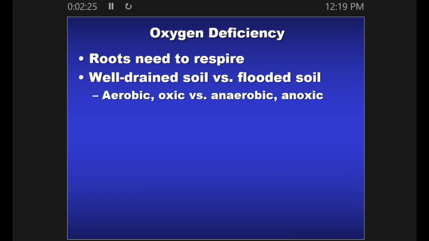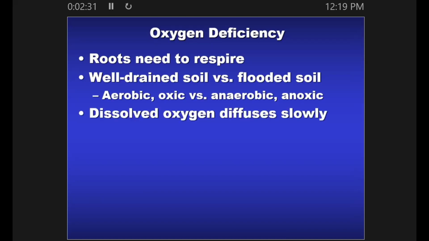The other thing to keep in mind, even if you have a well-drained soil, there are still issues. You have to realize that oxygen dissolved in water diffuses pretty slowly. It's not a rapid thing by any stretch. So there is that limitation that's always on the plant in terms of its ability to get access to oxygen. But it's very severe in a flooded soil, because now the oxygen is all in the water solution, and it really slows down access.